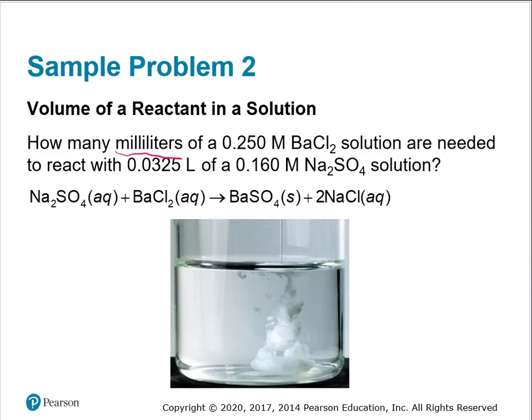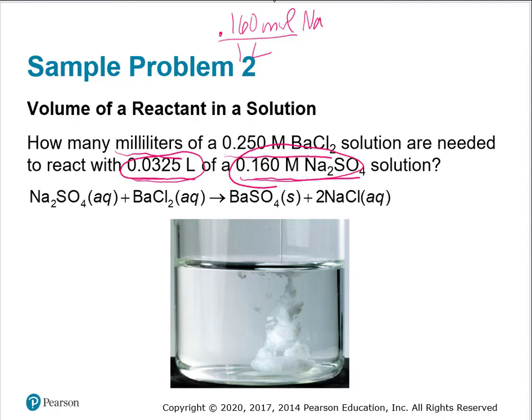How many milliliters of a 0.250 molar barium chloride solution are needed to react with 0.0325 liters of a 0.160 molar sodium sulfate solution, given this balanced equation? Let's look at what we know. We have a volume and a concentration of sodium sulfate. If I know sodium sulfate's concentration, that means that I know that I have 0.160 moles per liter of Na2SO4. And I'm told that I have 0.0325 liters of it.